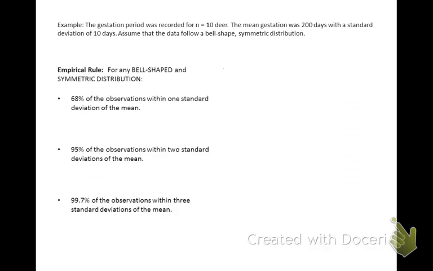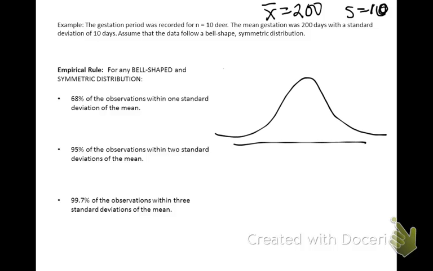The gestation period was recorded for n equals 10 deer. The mean gestation time was 200 days, so we know that x bar is 200, with a standard deviation of 10 days. So we know that s is 10. Assume that the data follow a bell-shaped symmetric distribution. We can create the density curve or probability distribution for this data.